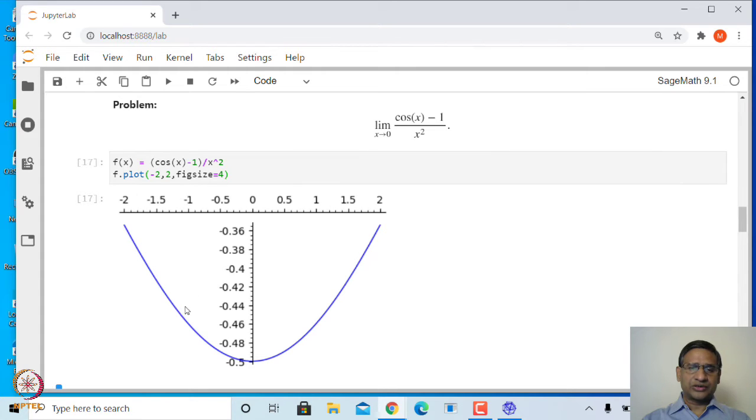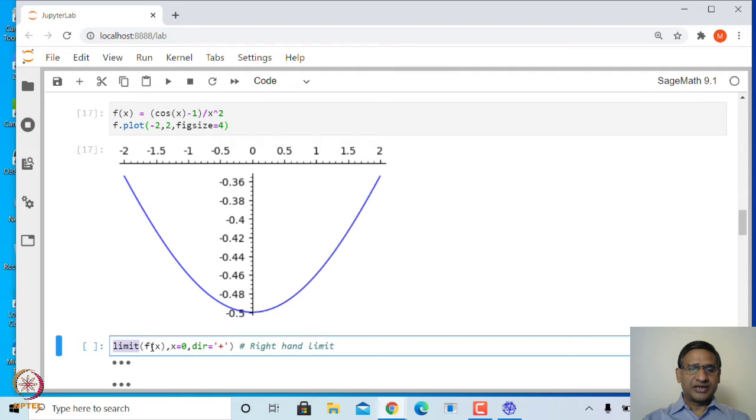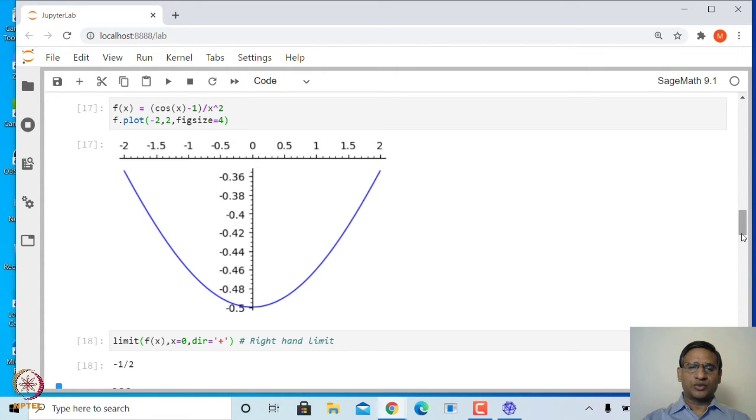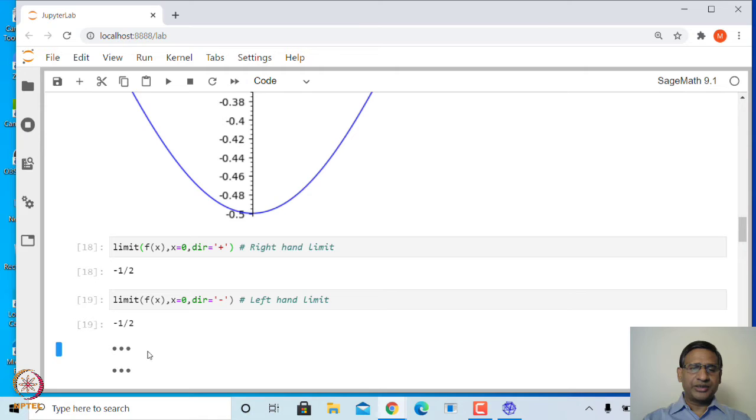But by looking at the graph, it looks like this function has a limit at x equal to 0. Of course, this function is not defined at x equal to 0, but we can find its limit. So, let us look at what will be its limit. If I find limit of f of x at x equal to 0, the plus will give you right hand limit. This is equal to minus half, and that is what you can observe from the graph. Similarly, the left hand limit will be minus half, and if I want to find the limit of this function, I do not need to mention the direction, I have to only say x equal to 0. So, that is the limit, and this is equal to half.